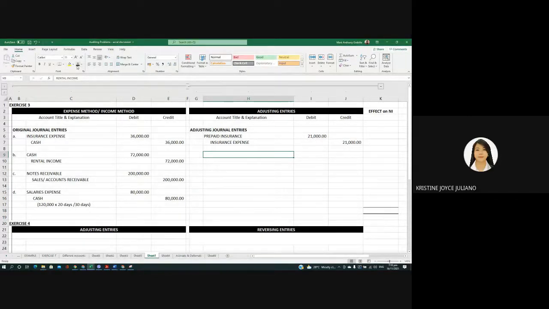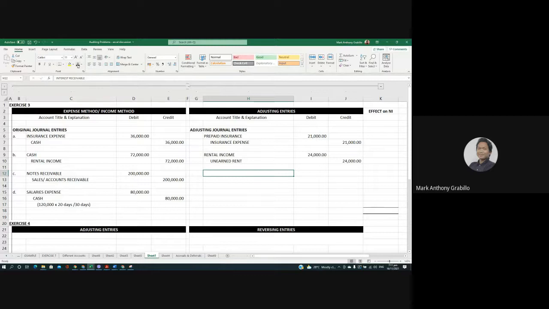Sa letter B, what will be your adjusting journal entries? Debit rental income and then credit unearned rent, 24,000. Paano natin nakuha yung 24,000 na unearned rent? 72,000 times 4/12. That's correct.